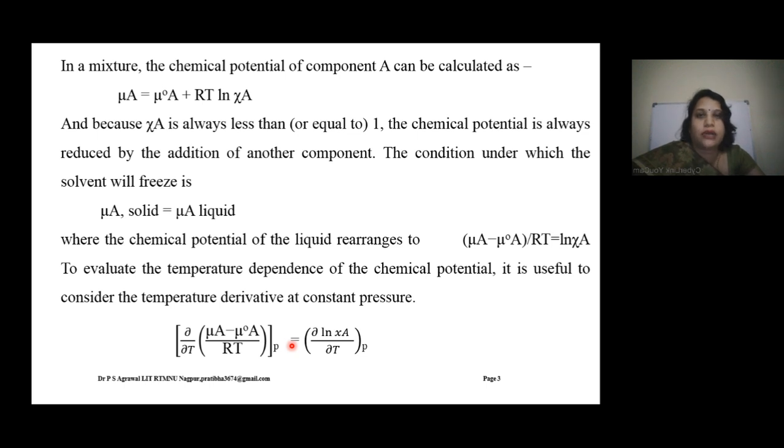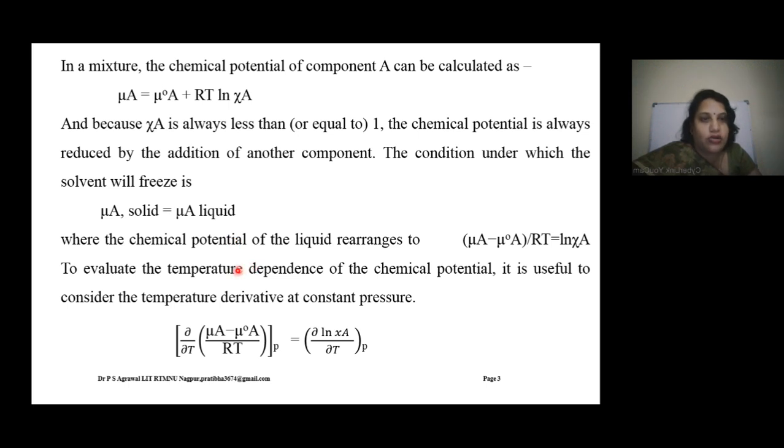So, in a mixture, the chemical potential of component A can be calculated as mu A is equal to this one. And because Xa is always less than or equal to 1, the chemical potential is always reduced by the addition of another component. So simple. The condition when it freezes is this one. Both the mu A, solid and liquid, should be equal. So the equation will rearrange to (mu minus mu 0A) upon RT equal to ln of Xa.